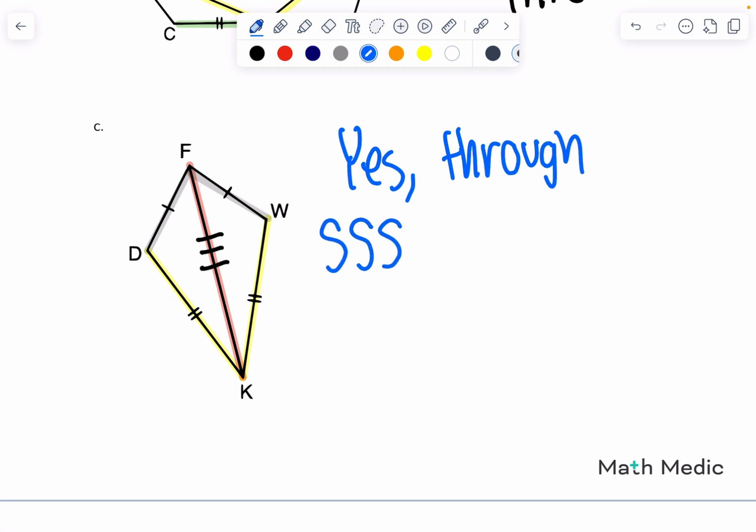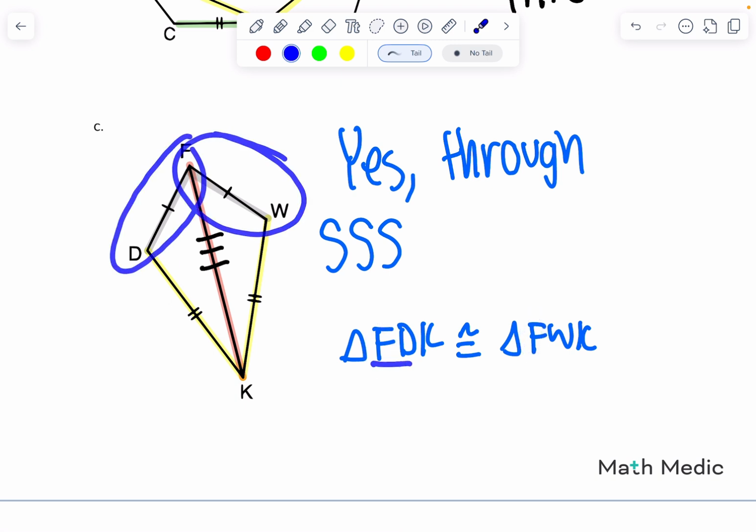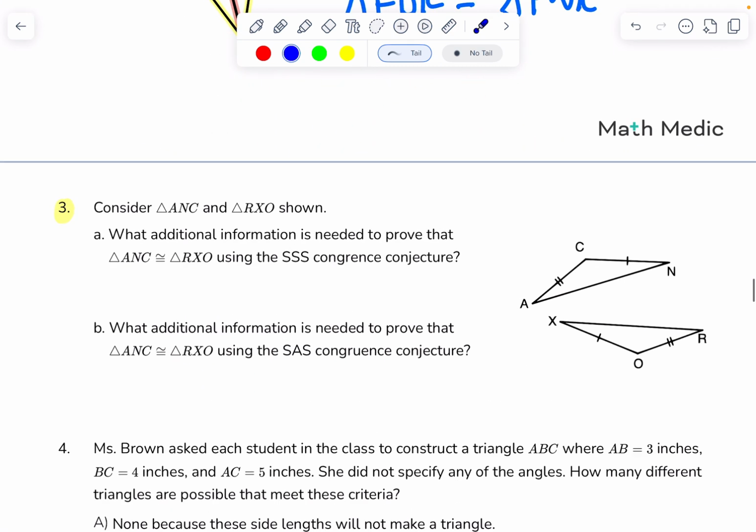And so maybe you said something like triangle FDK is congruent to triangle FWK. Notice the K's are both at the end and the F's are both at the top. And so those angles will match up. FD is congruent to FW, and so we're good. That's number 2. All right, here's number 3.